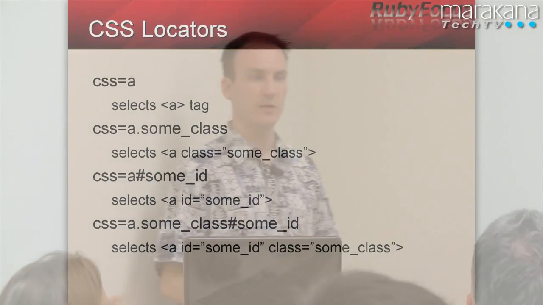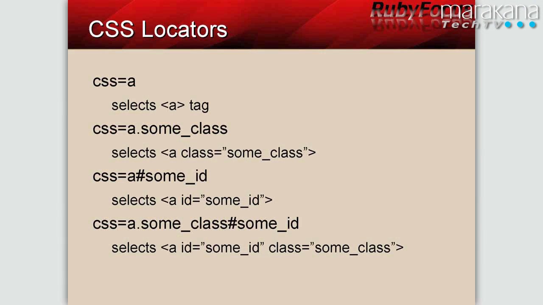CSS locators are more useful. These will help you also if you have to hack up a CSS style sheet, or if you do RSpec view testing. So CSS equal A just selects the tag itself. So A is an anchor tag. So if you just give the tag, it finds that tag, the first one. You can also specify a class using a dot. That specifies all the anchor tags that have a given class, like this example. Or you can use a hash that selects a tag by ID. Or you can use both, class and ID.